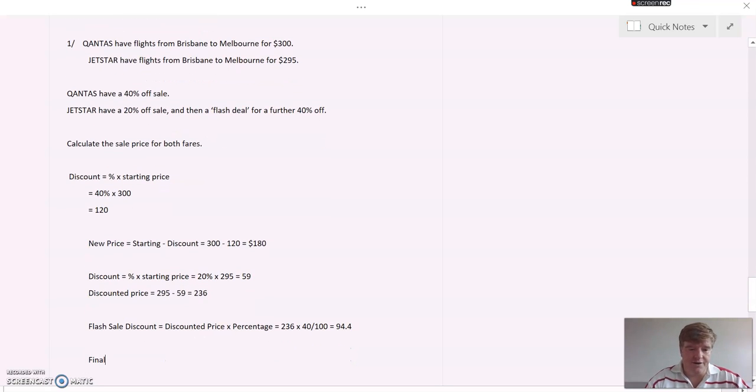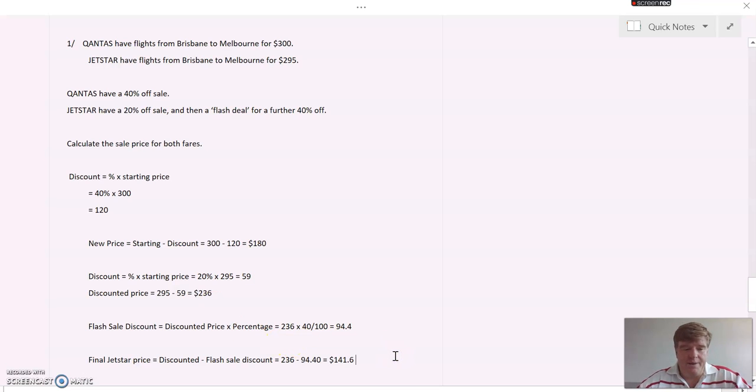So we could then say the final Jetstar price equals the $236, which is the discounted price, minus the flash sale discount. So it's going to be $236 minus the $94.40, $141.40. We put the dollar sign in there. Actually, put our units. Right.